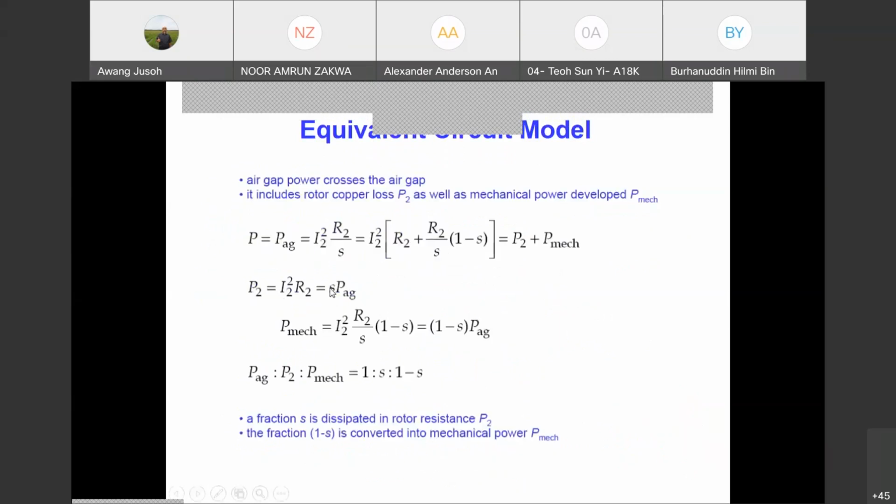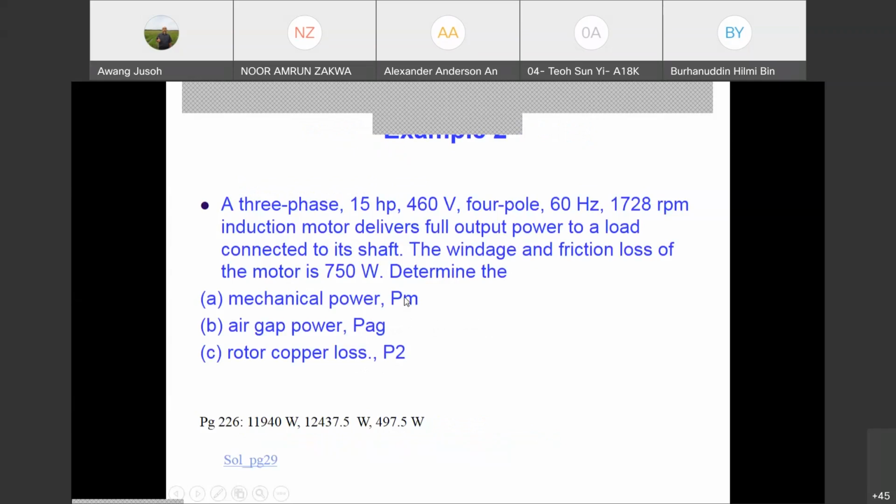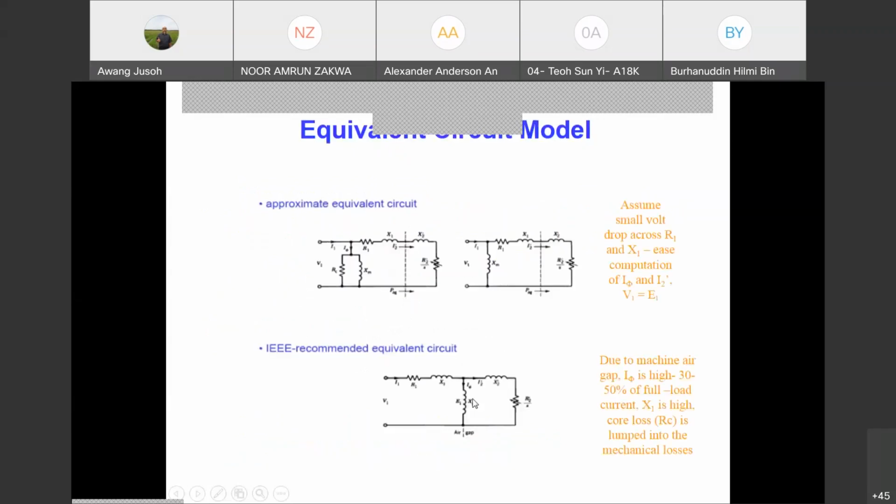So you know the power already, PAG, divided by omega S, you get the torque. So the Thevenin circuit can give you the torque and the power, but it cannot give you the efficiency, because for efficiency you need to know the stator current. So that's the thing. If they ask you to find efficiency, then definitely you need to use this IEEE or approximate circuit. Understand?